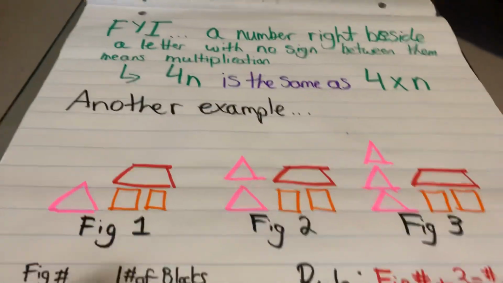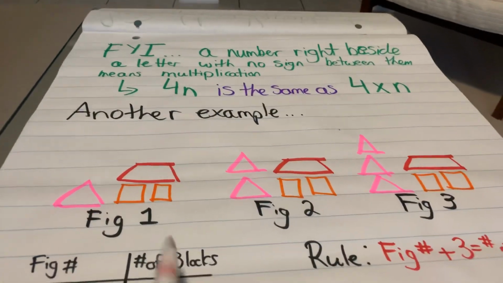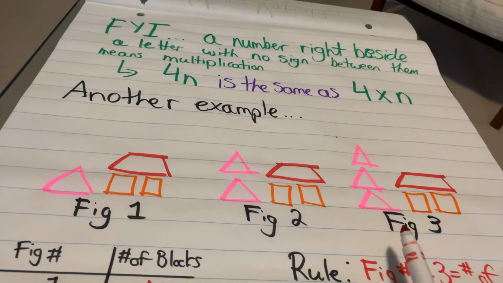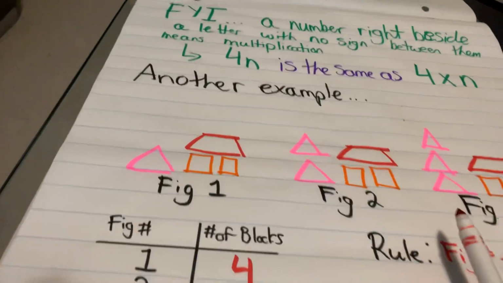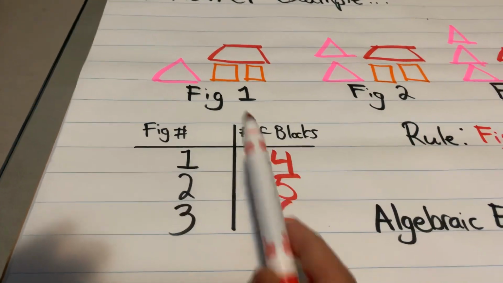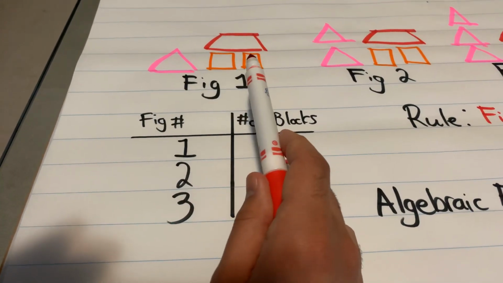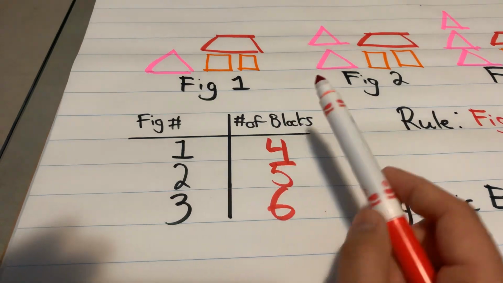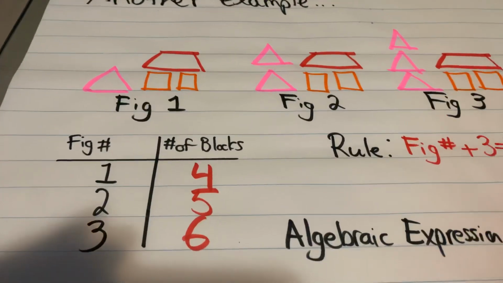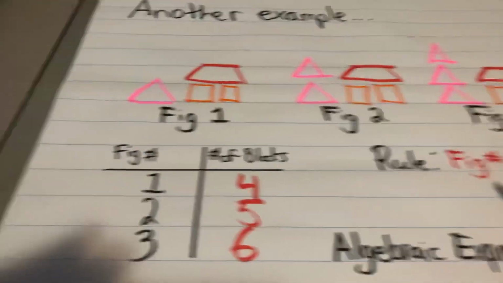Let's look at another example. I have these 3 figures here. Figure 1 looks like this. Figure 2 looks like this. Figure 3 looks like this, all right? And I've made a T-chart to help me count the number of blocks. So figure 1 has 4 blocks: 1, 2, 3, 4. Figure 2 has 5 blocks: 1, 2, 3, 4, 5. And figure 3 has 6 blocks: 1, 2, 3, 4, 5, 6.